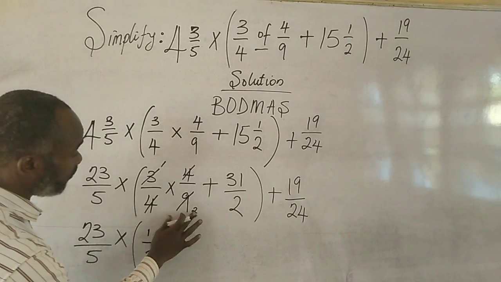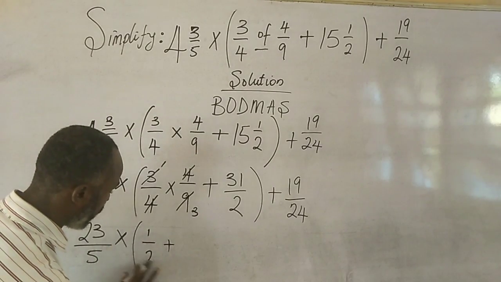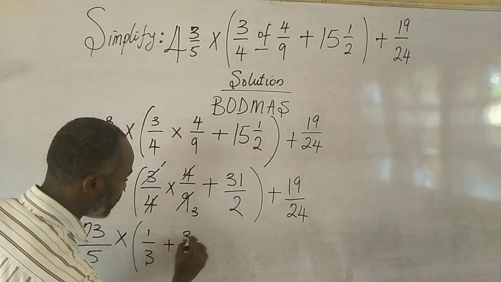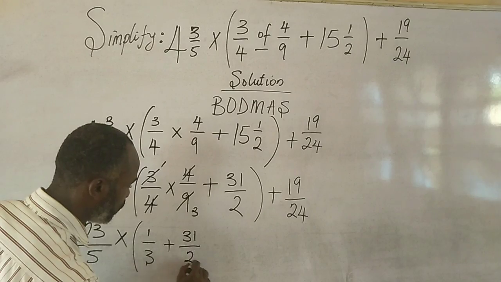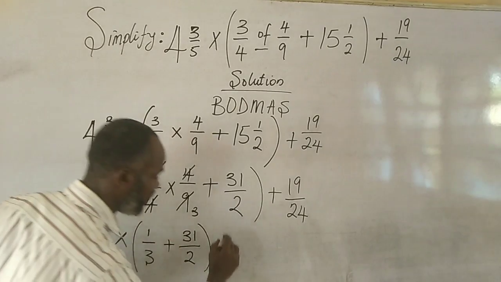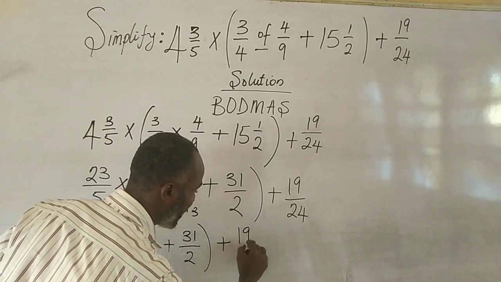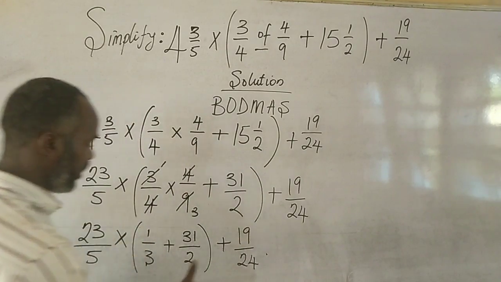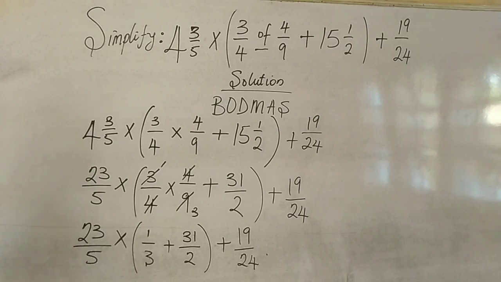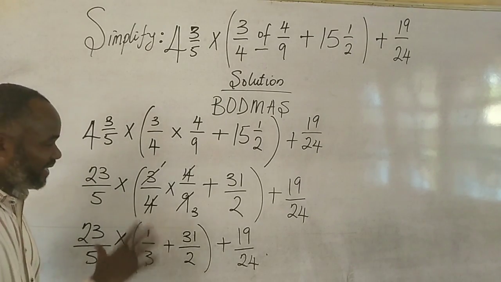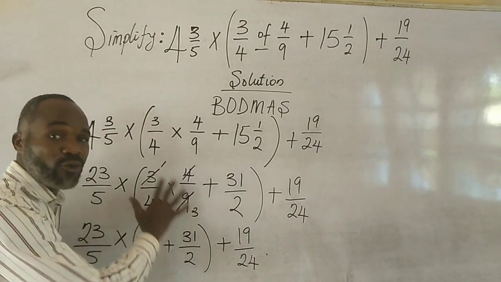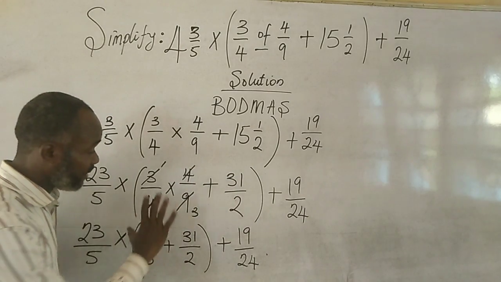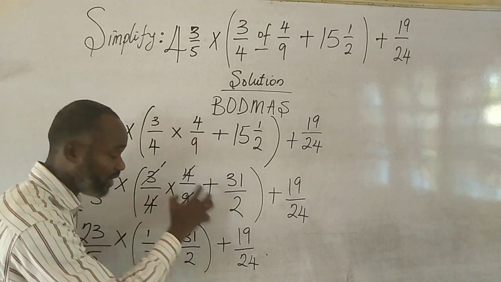No, 3 cancelling this will give us 3, not 2. This is 1 all over 3, right? And then we have 31 all over 2, bracket close. We maintain plus 19 all over 24, correct? So we have succeeded in simplifying terms within the brackets. I repeat, we have succeeded in simplifying terms within the brackets.